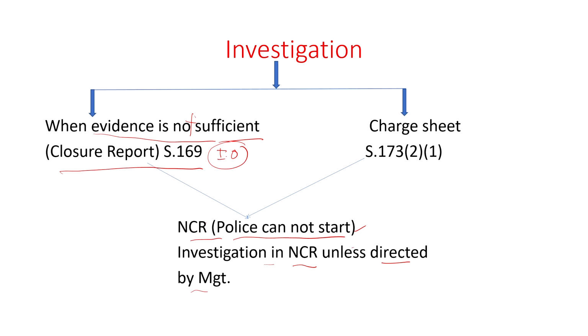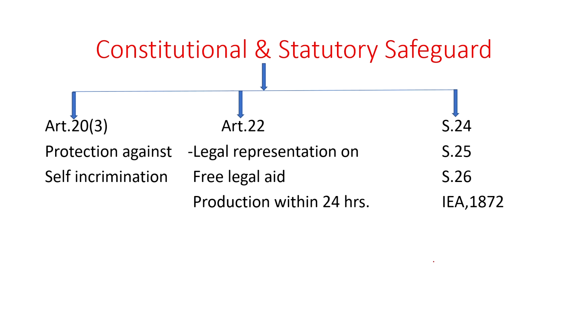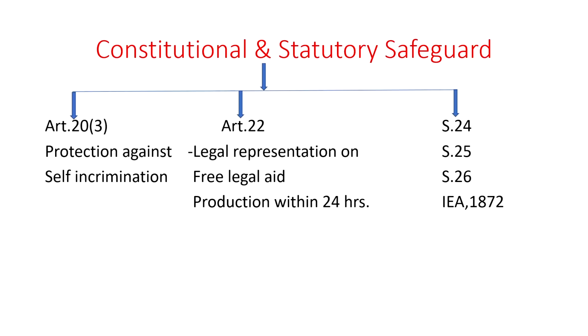non-cognizable offences. Now, come to this constitutional and statutory safeguards. This slide will make it clear that there are certain provisions in the constitution as well as in the statute where human rights of the accused are specifically protected. So, you see, article 20 clause 3, you just look at this slide.